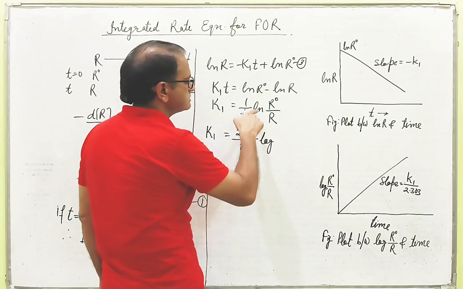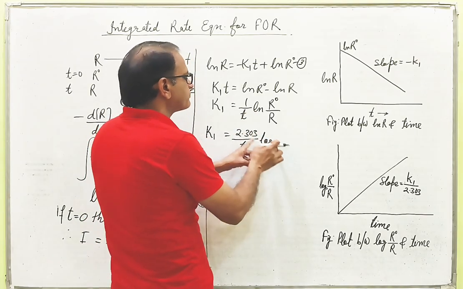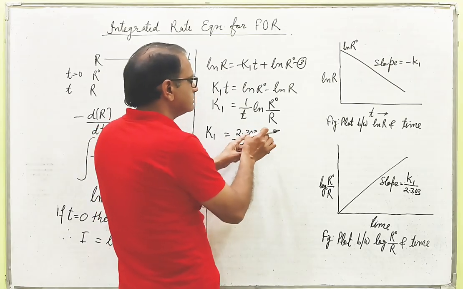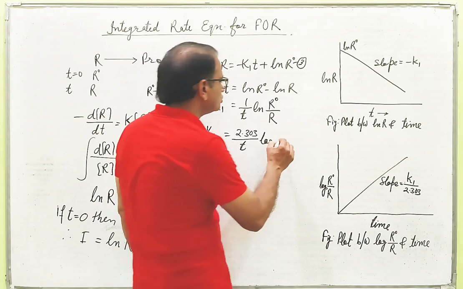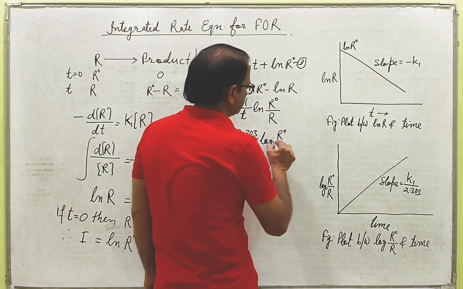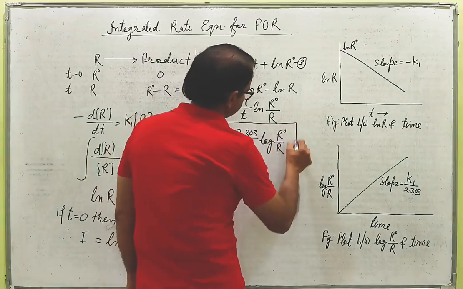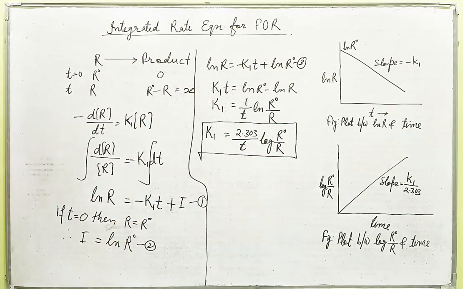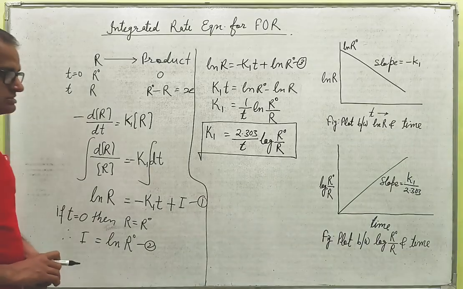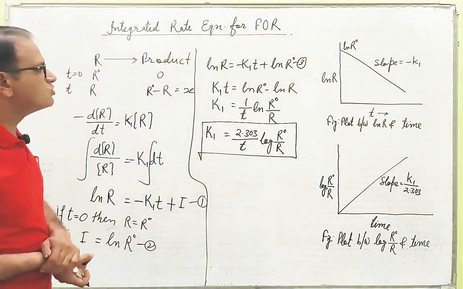Now this is log base 10, this is log natural, this is the difference. Log base 10 will be 2.303 multiplied with this value, so log R naught upon R. Okay, so this is the equation using which we can calculate the value of rate constant for a first order reaction, the integrated rate equation. Am I right? So this is how we can calculate.